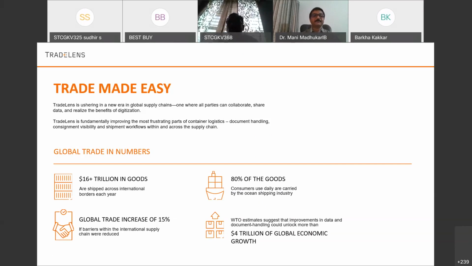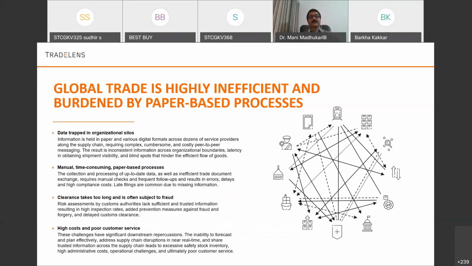of paperwork. So almost $16 trillion in goods are shipped on the high seas every year using containers. And 80% of these goods are daily consumption products, and there is a continuous increase of 15% annually in this, right? And I'll give you one small example just to clarify this better.